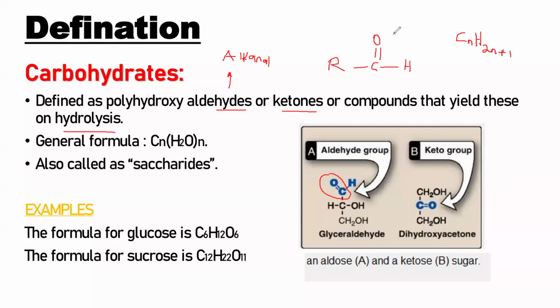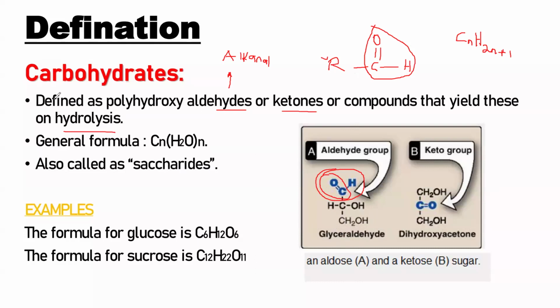So now, this is the aldehyde group, and we have the R group. If you look at this, you can see clearly that this is the aldehyde group. So the R, which is this one, is the group that is attached to the carbonyl carbon.